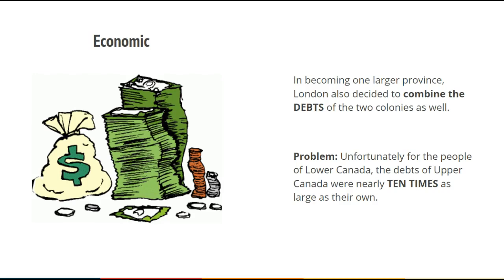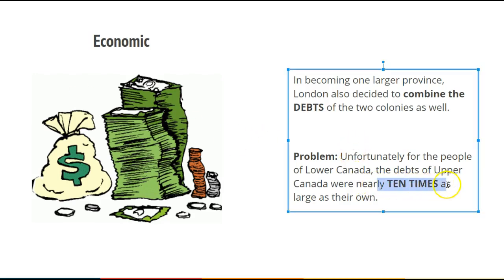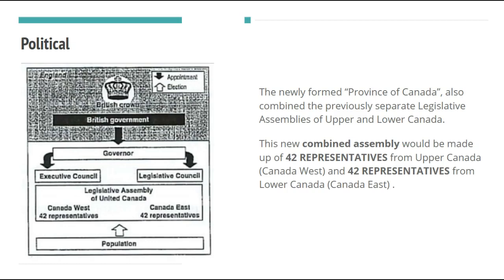So think Ontario, English Canada. Their debt, so how much money they owed, was nearly 10 times as large as that of Lower Canada. This isn't super fair. Because when you think about it, the Lower Canadian people were responsible when it came to their own finances. Why should they have to pay back money that they didn't spend?